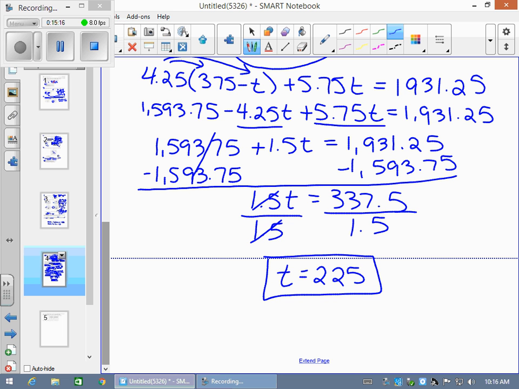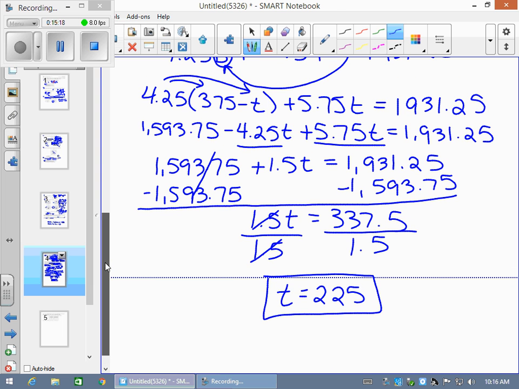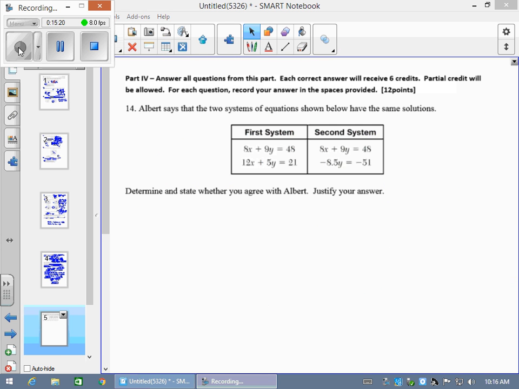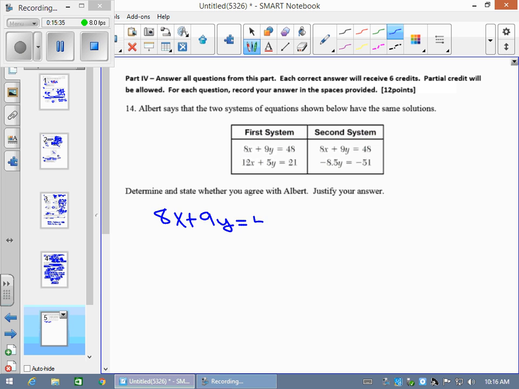Okay, to take a look at the last question, you have to determine and state whether you agreed with Albert that the systems shown have the same solution. So I'm going to solve those and see if they have the same answer. I'm going to take the first system and solve. So it's set up to use elimination. It's the easiest method, so I'm going to multiply the top equation by 3 and the bottom equation by -2 in order to eliminate the x's. You could have chosen to eliminate the y's.